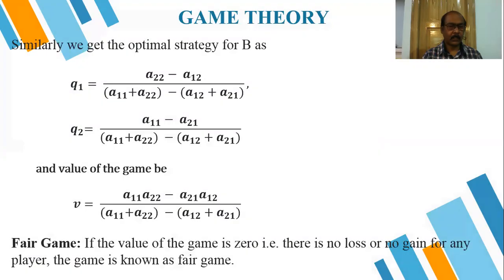Now one definition is there: what is called the fair game. If the value of the game is 0, that means no one is gaining and no one is losing. There is no gain, no loss. Then it is known as a fair game. If the value of the game is 0, that is, there is no loss and no gain for any player, the game is known as a fair game.